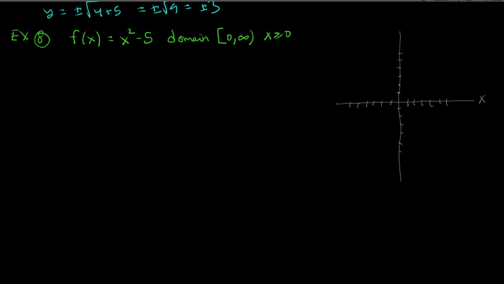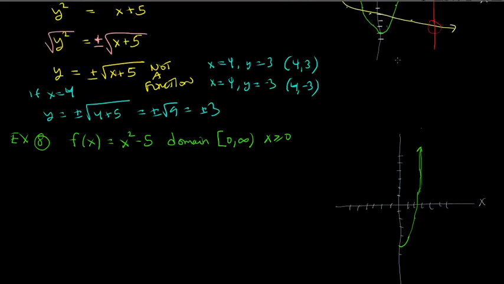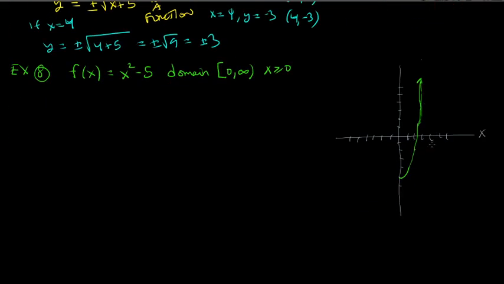All right, so x squared minus 5, right? So shifted down 5. But now we're only going to plot where x is positive. So that's right about here. Okay. In other words, it's just half of the parabola here. It's the right half of it.